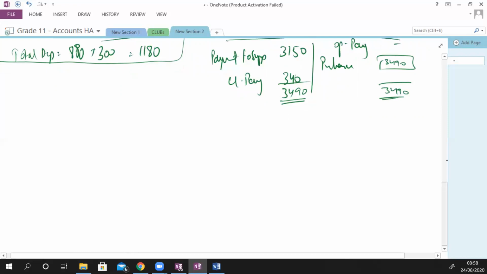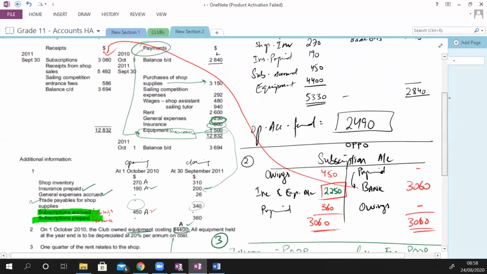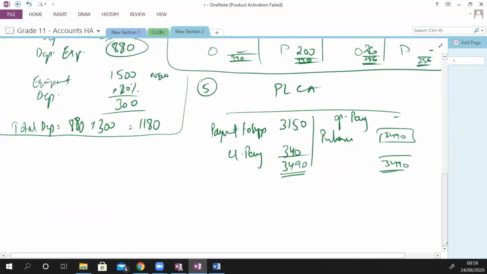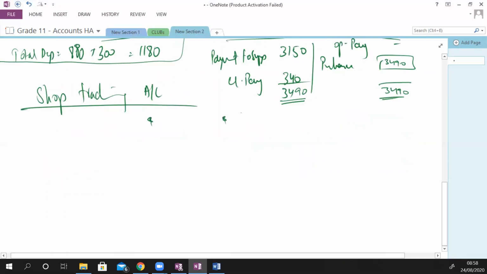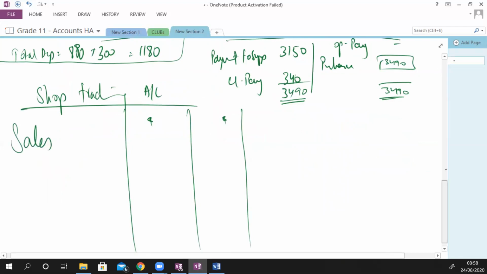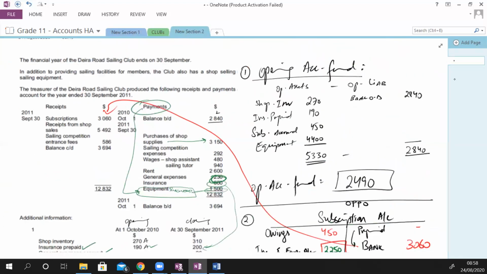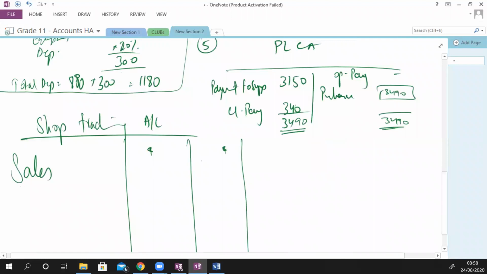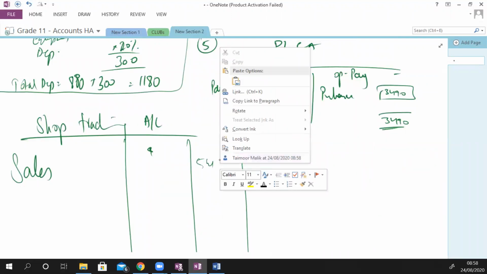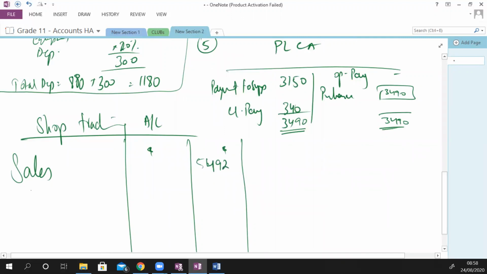Then you have to prepare the refreshment trading account. It's not a refreshment trading account, it's a shop trading account. It's the shop trading account. 2 columns. Sales की होंगे, पैसे आए होंगे. Receipts from shop sales 5492, less cost of sales.